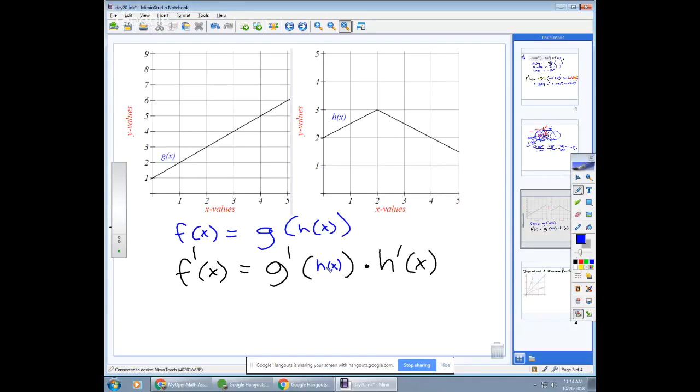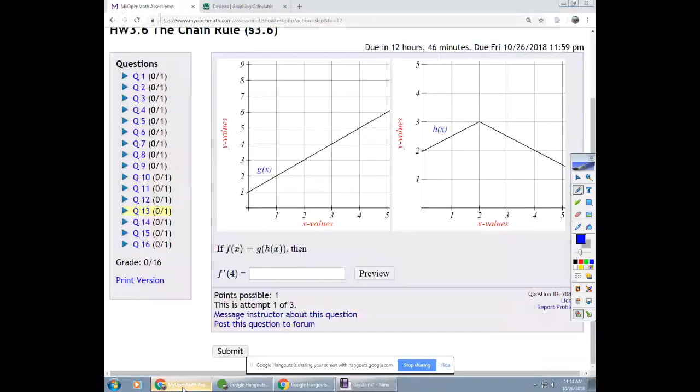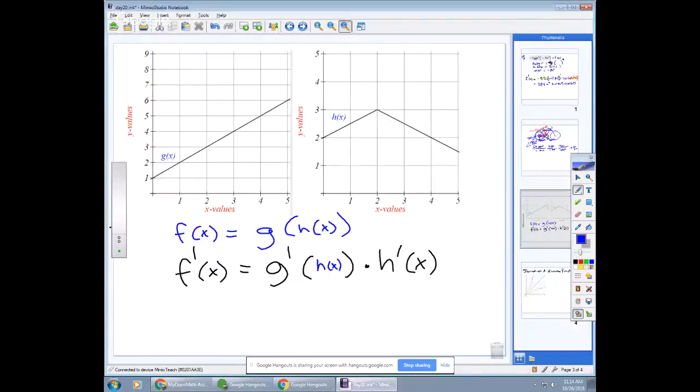And I think usually we're asked to evaluate this at 2. Is that true here? 4 this time. Okie doke. We'll do it at 4 then. So now we need to use this to figure out what is f prime of 4. So just substituting in, what is g prime of h of 4, and then multiply by h prime of 4.